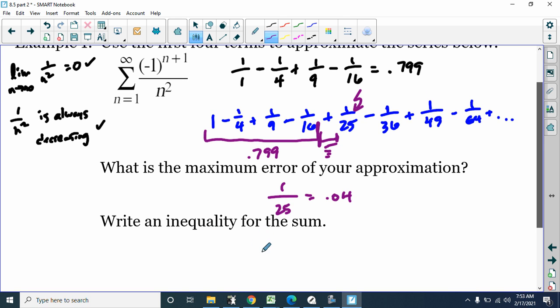And then to find an inequality, we know that our sum is in between 0.799 plus 1 over 25 and 0.799 minus 1 over 25. Usually when you write this inequality, you add and subtract, and then you don't have to worry about the sign.